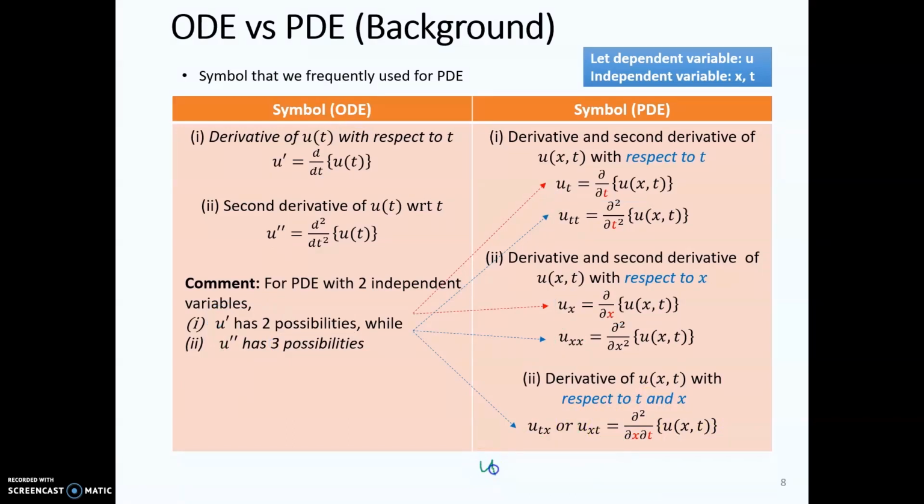So if you have an equation written in this format, then you should know this is the PDE format where uxx means the second derivative of u with respect to x squared. uxt means the second derivative of u with respect to x and t. Lastly, utt means the second derivative of u with respect to t.